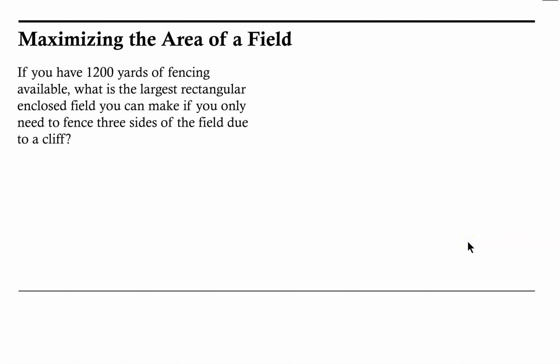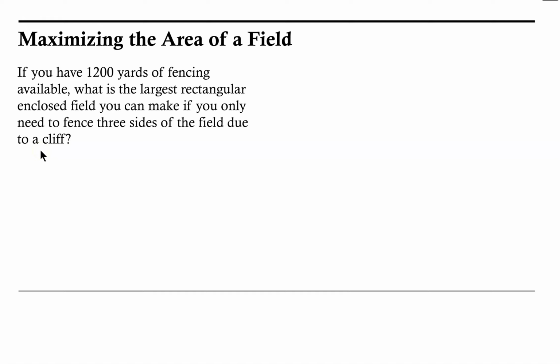Welcome. Let's take a look at maximizing the area of a field. If you have 1,200 yards of fencing available, what is the largest rectangular enclosed field you can make if you only need to fence 3 sides of the field due to a cliff?